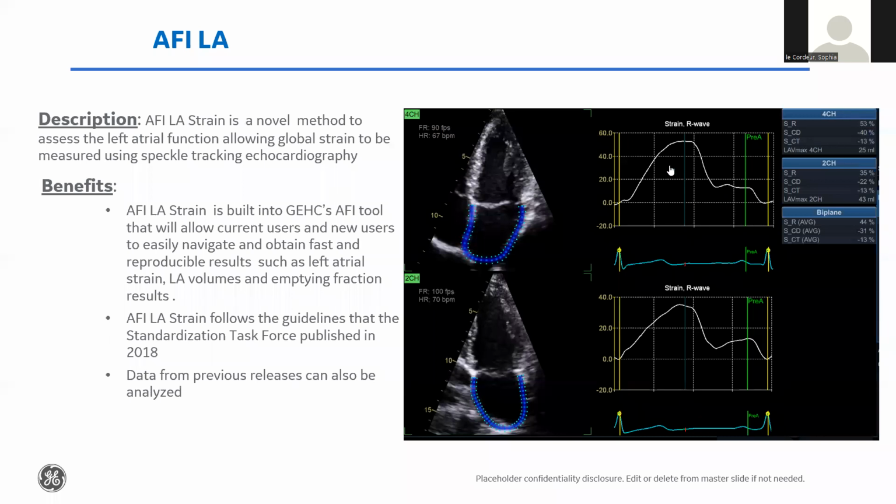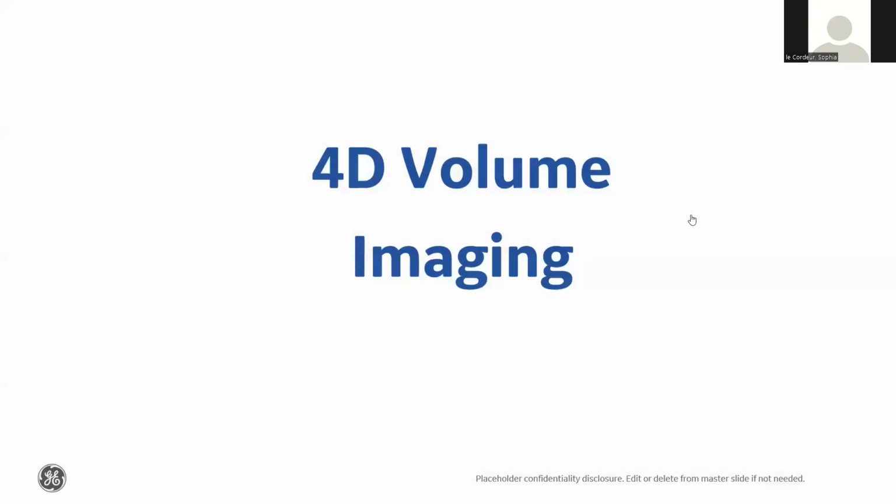Of course, this is longitudinal strain. We get it from 4-chamber, 2-chamber, and the biplane. Even the volume and the ejection fraction of the LA can be calculated using this algorithm automatically. It's called AFI left atrium. So all this without even doing volume imaging, just doing multi-dimensional imaging, biplane and triplane.